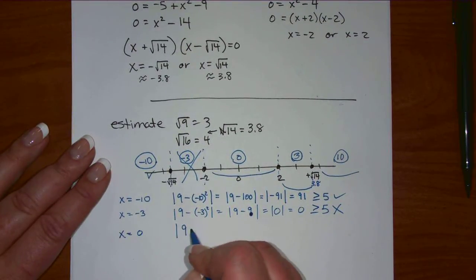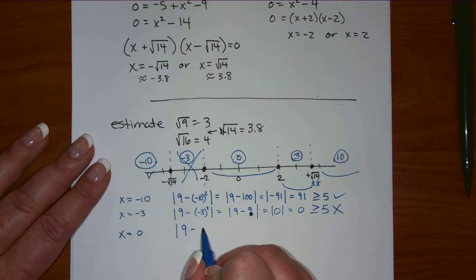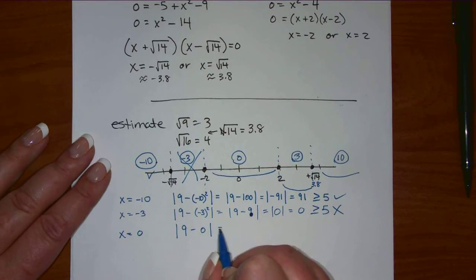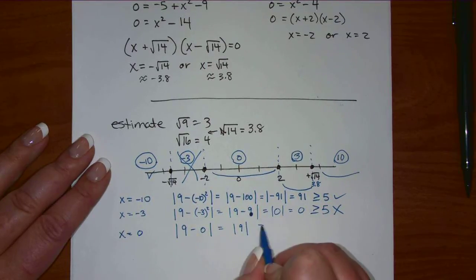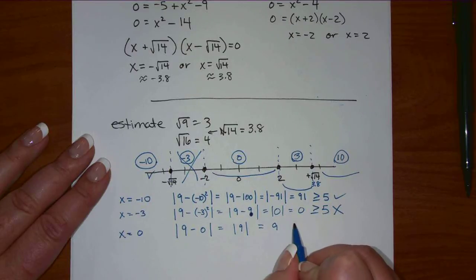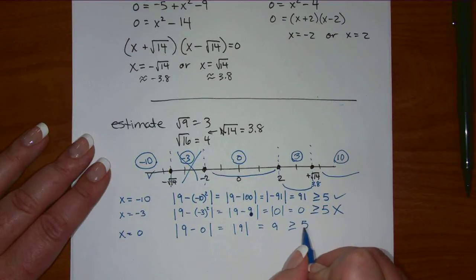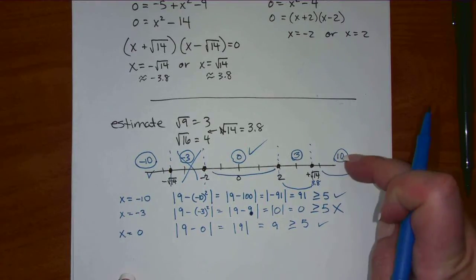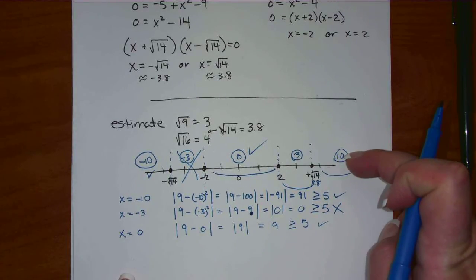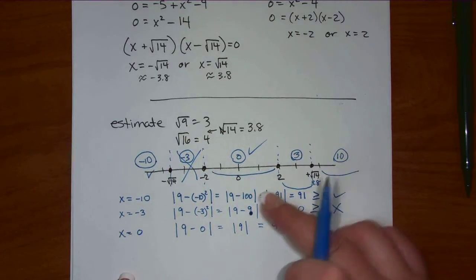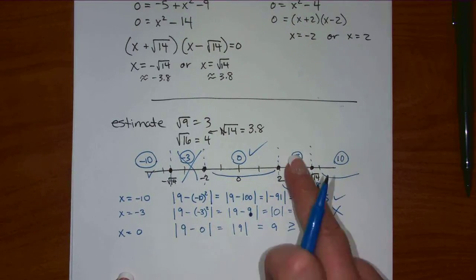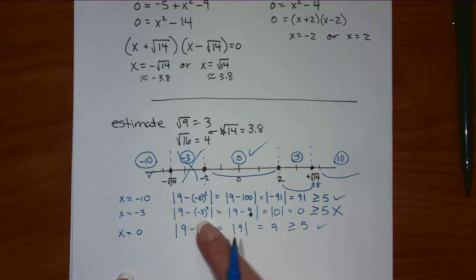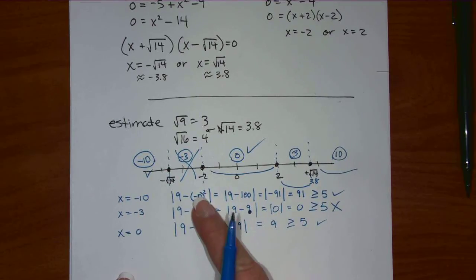0, 9 minus 0, 9, greater than 5? Yes. And what do you think's going to happen here? Are they going to be the same? If we squared a 3, is it going to end up with the same answer as squaring a negative 3? Yeah. And if we square a positive 10, is it going to be the same answer?